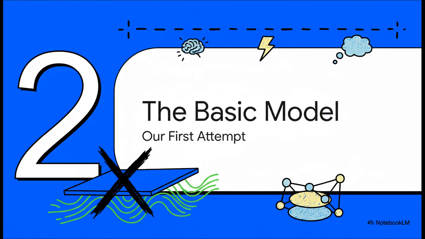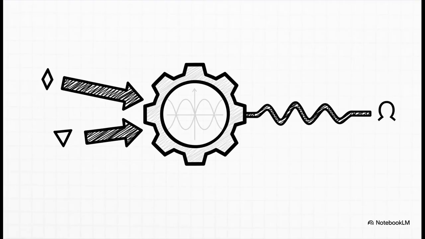All right, time to get our hands dirty. Let's build our first attempt, the basic model. We're going to see what happens when we throw a pretty tricky, curvy problem at a very, very simple machine. So here's our mission. We need to predict an output, y, based on two inputs, x1 and x2. But here's the catch. The formula that connects them isn't a simple straight line. It's this wavy, complex relationship using cosines and sines. This is where things get really interesting.